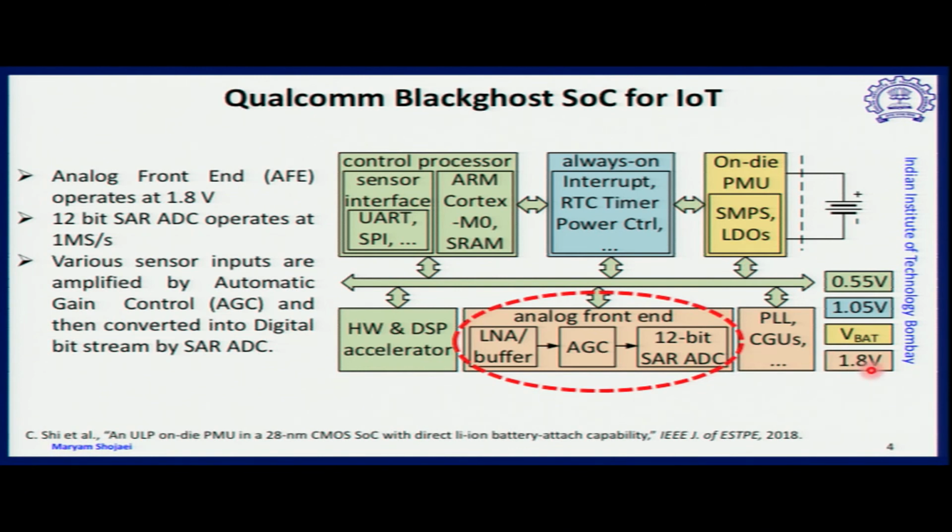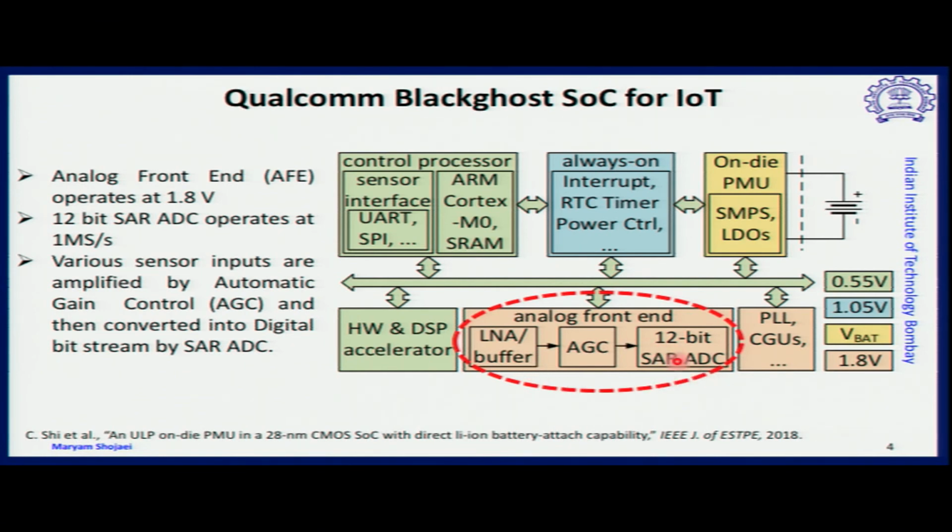We have a power management module which is directly connected to the battery. Therefore, naturally the input voltage to this module is the battery voltage. And then we have the analog front end, which includes a low noise amplifier and buffer, automatic gain control, and a 12-bit SAR ADC, which is the focus topic of this lecture.